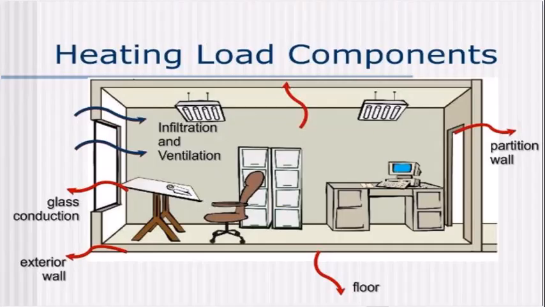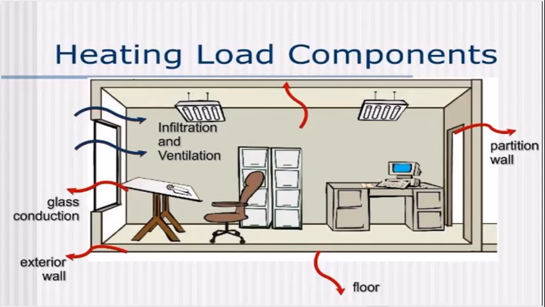Heating load components. This image shows a simple room with several sources of heat loss. Infiltration and ventilation. Air from outside can leak in through cracks in the walls and windows. This air is typically colder than the air inside, so it needs to be heated.